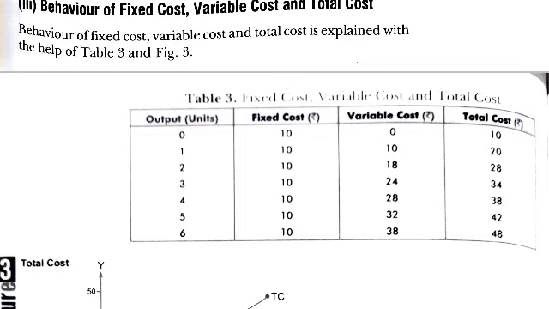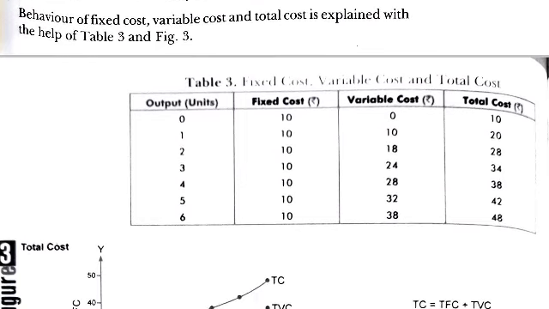Now as we increase the level of output from 0 to 1, total fixed cost remains same throughout the level of output. Throughout this level of output from 0 to 6, our fixed costs remain same, but variable costs increase. When we produce first unit of the output, variable cost is 10. When we produce 2 units, variable cost is 18. When we produce 3 units, variable cost is 24. And when we produce 4 units, variable cost is 28. And when we produce 5 units, variable cost is 32, and so on. When we produce 6th unit, variable cost is increasing to 38.